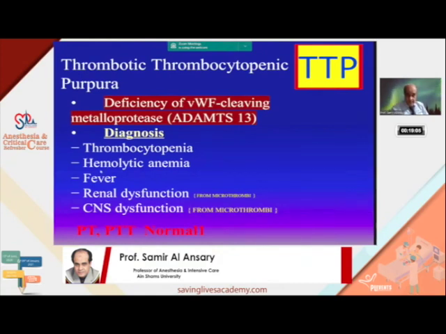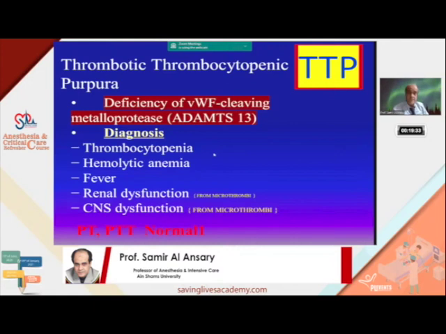Hemolytic anemia is very important. Fever may not be seen in some patients. Renal dysfunction is also not as high as in hemolytic uremic syndrome. In hemolytic uremic syndrome, we find more exaggerated renal dysfunction than in TTP. CNS dysfunction also, you can see different degrees, ranging from just headache and confusion up to coma in some patients.